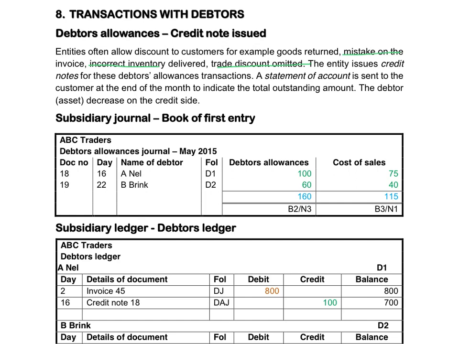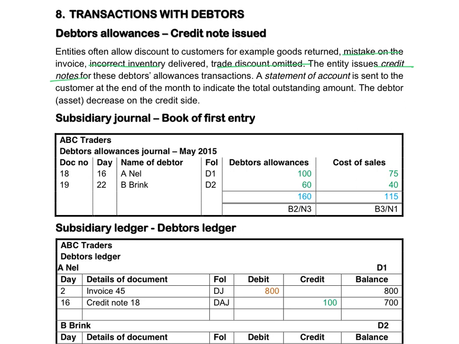So any of these allowances that you give to debtors, except when they pay their account, then it's recorded in the cash receipts journal. But any other reason why you reduce the debt of a debtor will be recorded in the debtors' allowances journal. The entity will issue a credit note for these debtors allowance transactions.